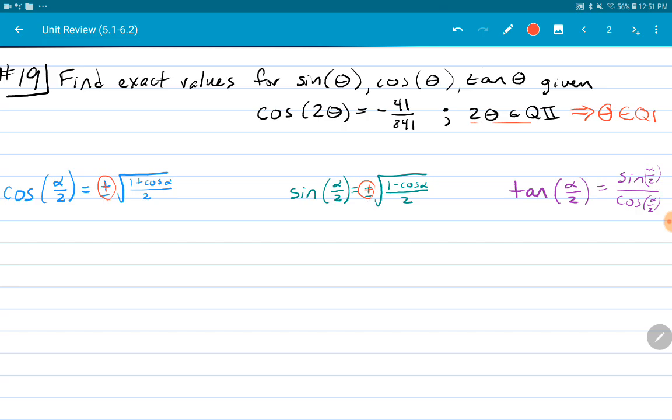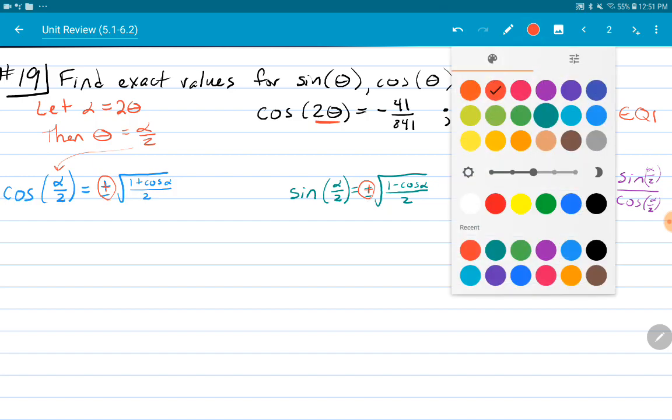So what is alpha here? The information we're given is 2 theta, and the information we want is theta. So if we let alpha be that information that we're given, 2 theta, then theta ends up being alpha over 2. So we're finding cosine of theta if we find cosine of alpha over 2, which is what we want. So let's start with that.